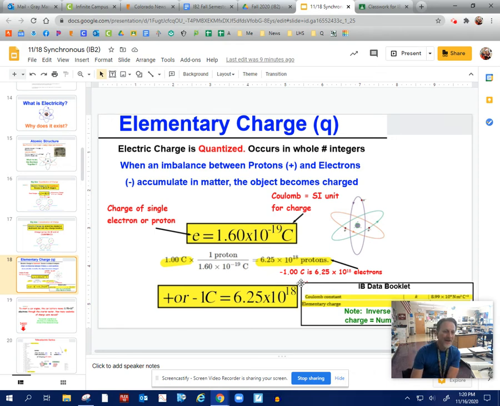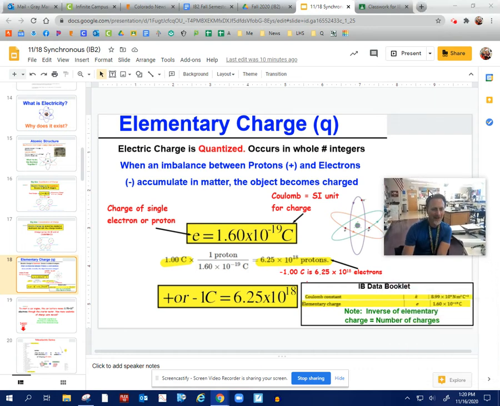Okay, and so if it's positive, then we give that charge to the proton. If it's negative, we give that charge to the electron. And you notice this is a really small number of coulombs per particle. But if you take the inverse of this number, you get how many individual charges there are in 1 coulomb worth of charge. And it's actually 6.25 times 10 to the 18. And you can notice a little tie-in with our IB data booklet. Your Coulomb's constant is here, and your elementary charge. We're going to get into Coulomb's constant in a second, but there's your elementary charge right there.